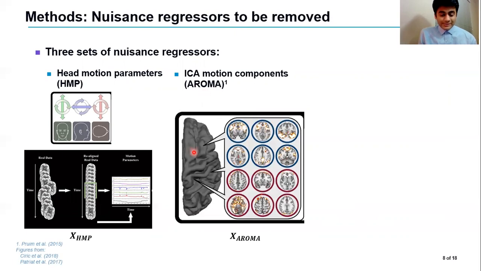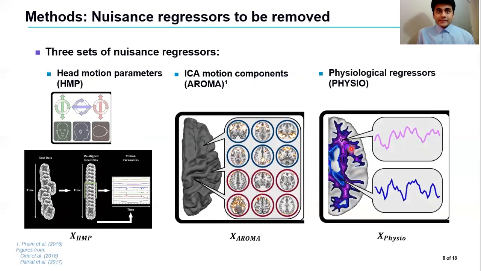We also use the ICA-AROMA algorithm, which computes an independent components analysis on the image and classifies each component as either noise or non-noise. And we collected the noise components into another matrix called X AROMA. And the number of noise components varied from subject to subject. And finally, we considered non-neuronal sources of physiological variance in BOLD by using eroded white matter and CSF masks and getting the average time series from those masks.